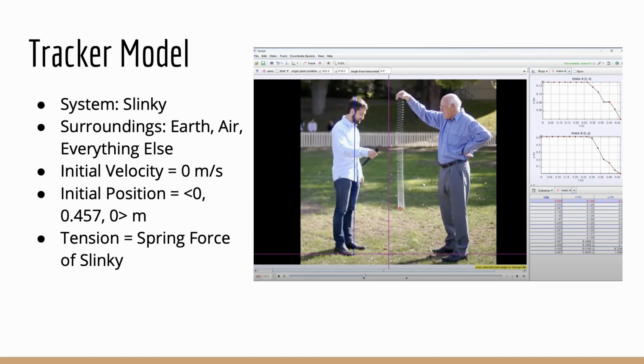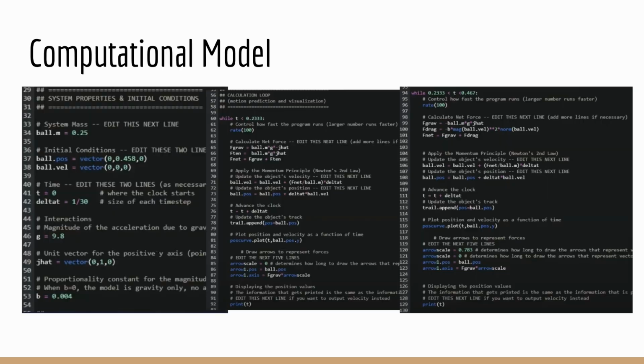In this example, tension was equal to the spring force of the fully extended spring, and it was observed that the bottom of the Slinky hovered while the top part pulled down, and that was from the tension in the Slinky, seen here. The data from this experiment was used to create a graph that will be shown in the results section. Here's the computational model constructed to predict the Slinky's motion.